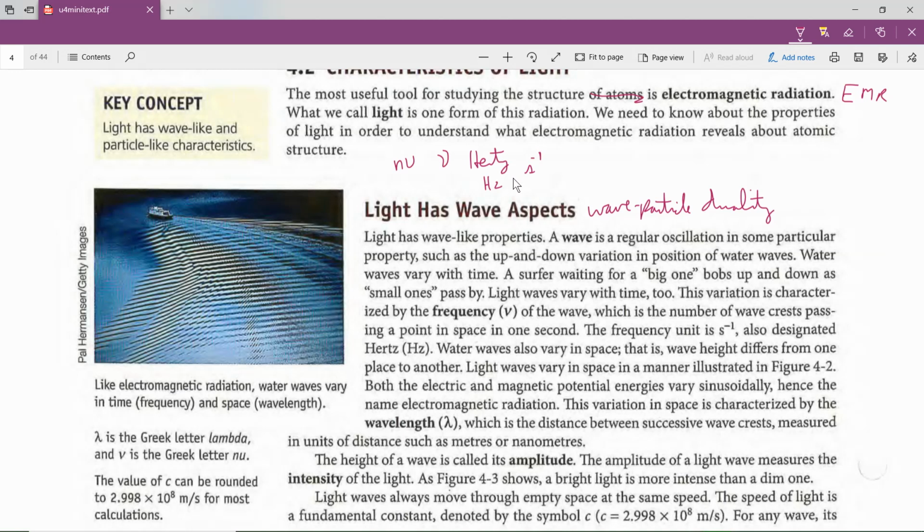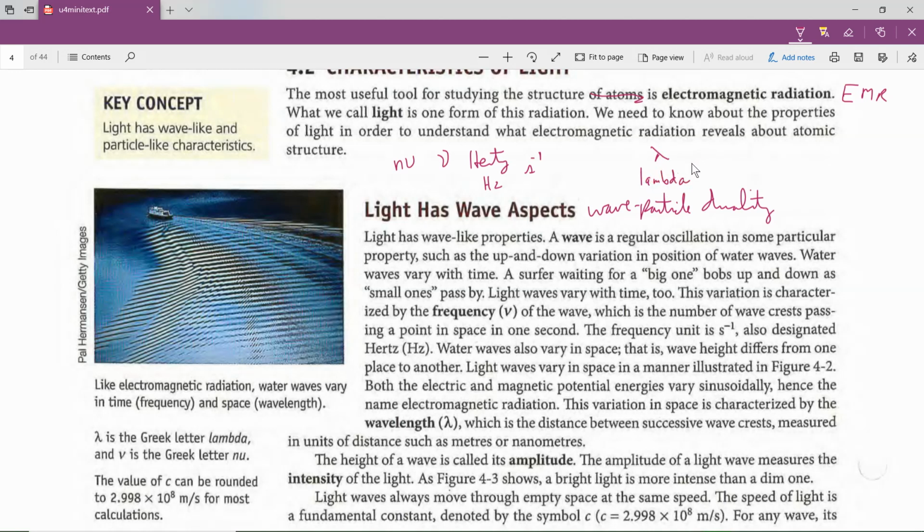Water waves also vary in space. Wave height differs from one place to another. Light waves vary in space. Some of you might remember ripple tank experiments from grade 11. Electric and magnetic potential energy vary sinusoidally in electromagnetic radiation, like a sine curve. So you can talk about wavelengths. The variation in space is characterized by the wavelength. Wavelength looks like an upside down Y. It's the Greek letter lambda. That's what we use for wavelength.